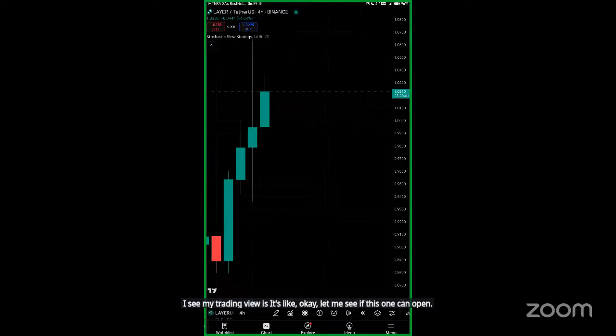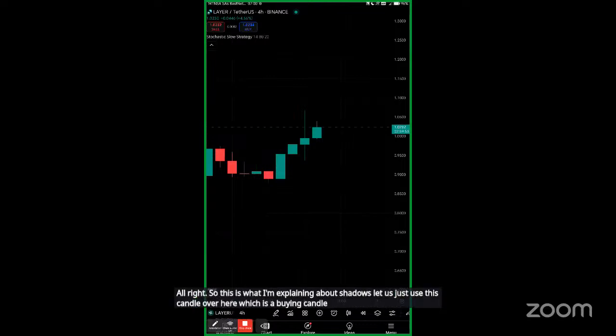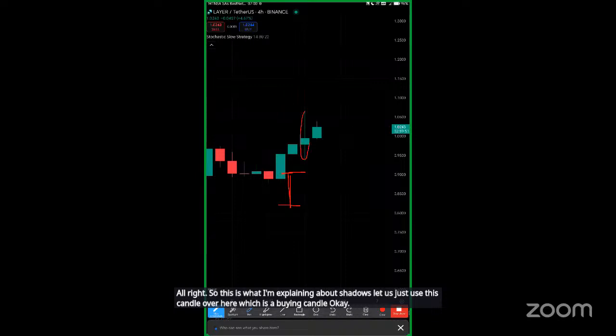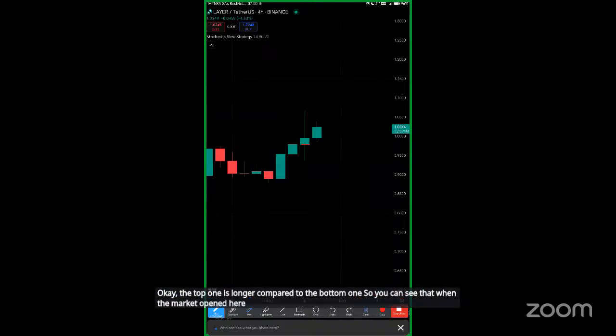All right. So this is what I'm explaining about shadows. Let us just use this candle over here, which is a buying candle. You can see it has a long upper shadow and a short lower shadow when you compare the two. The top one is longer compared to the bottom one. So you can see that when the market opened here, this is where the market opened. The market opened right here.